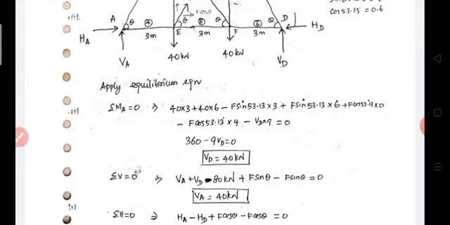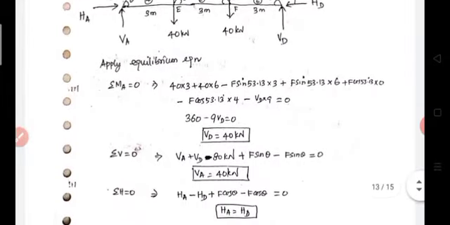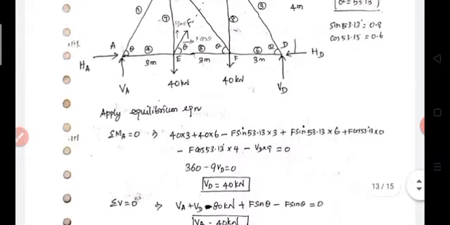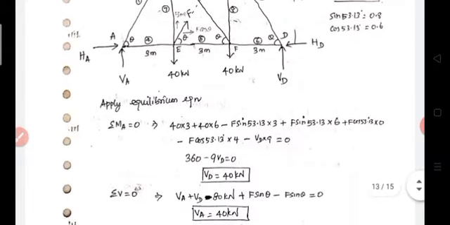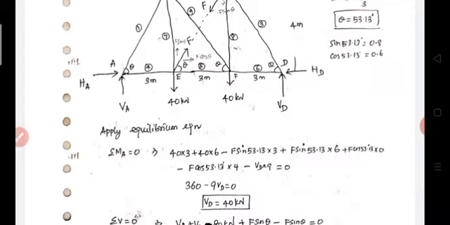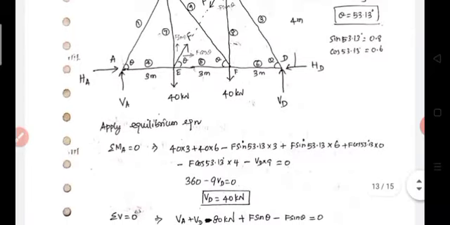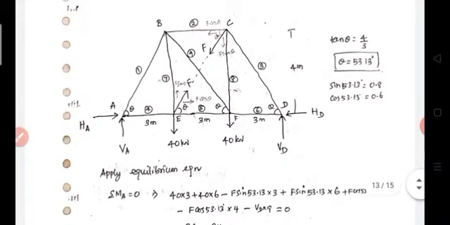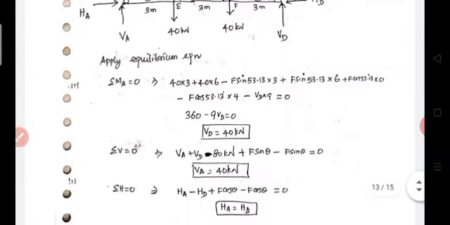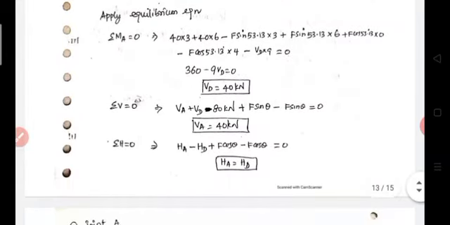Then apply the second equilibrium equation, summation of V equal to 0. VA and VD are in upward direction, so therefore positive. Then 40 and 40 are in downward direction, totally 80, so minus 80. F sin theta at point E is in upward direction, and at point C, F sin theta is in downward direction. So one is plus, another one is minus. So finally VA is equal to 40 kN.